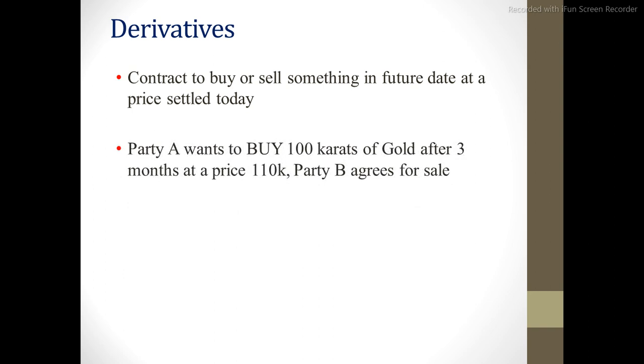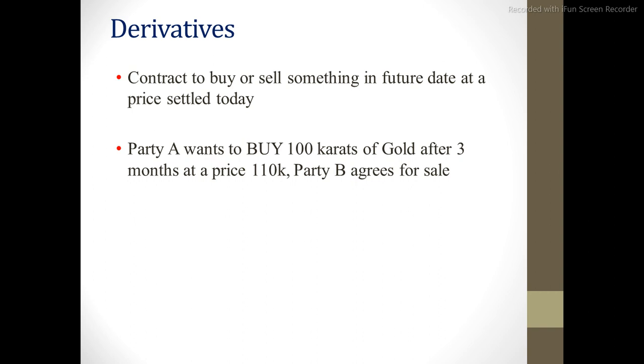Let's say there are two parties or two investors, party A and party B. Party A wants to buy 100 carats of gold after 3 months at a price of 110,000 settled today. Now party B agrees to sell 100 carats of gold to party A, to be exercised after 3 months at a price which is settled today, and that is 110,000. Such a contract is called a derivatives contract.